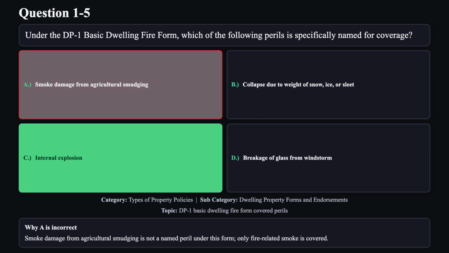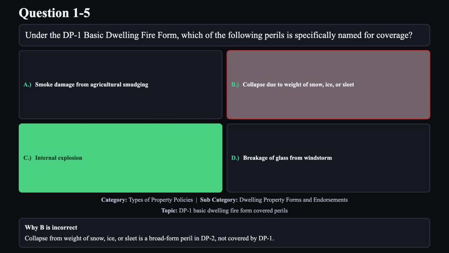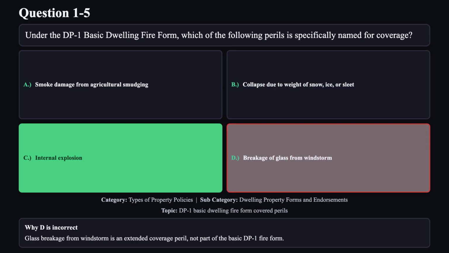Reason A is not correct. Smoke damage from agricultural smudging is not a named peril under this form. Only fire-related smoke is covered. Reason B is not correct. Collapse from weight of snow, ice, or sleet is a broad form peril in DP2, not covered by DP1. Reason D is not correct. Glass breakage from windstorm is an extended coverage peril, not part of the basic DP1 fire form.